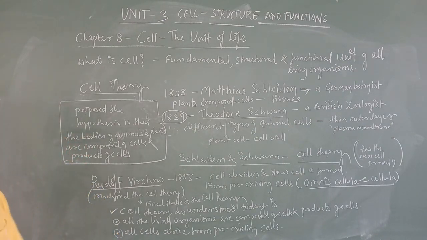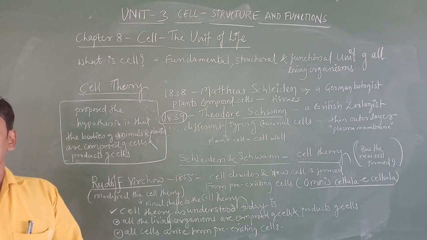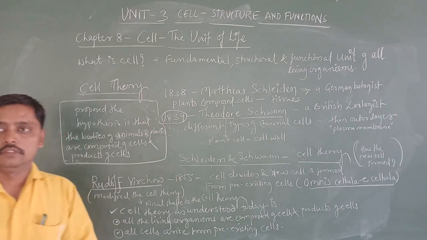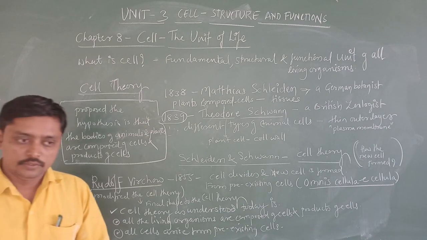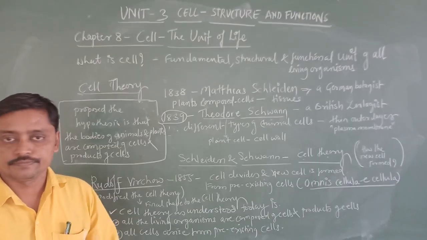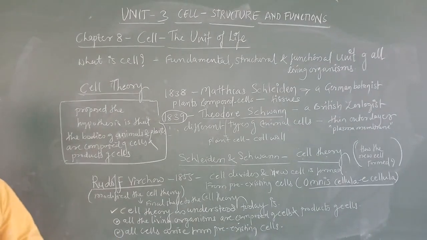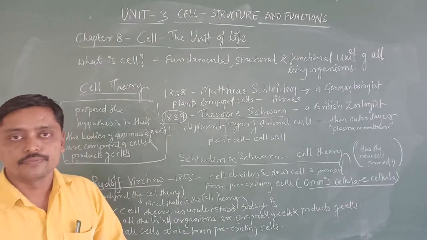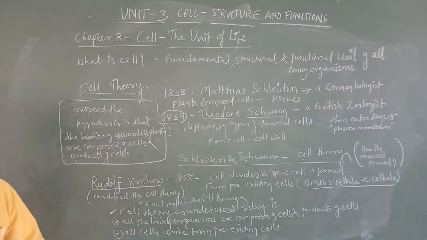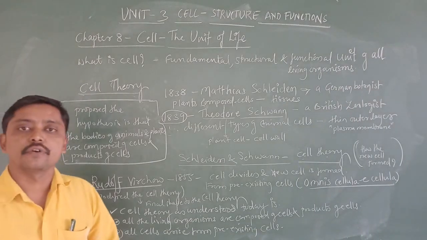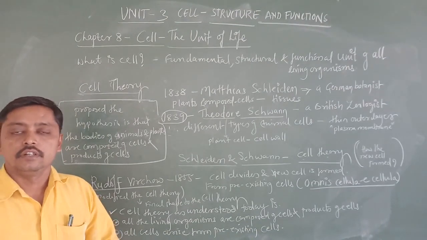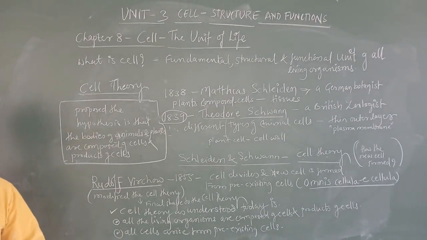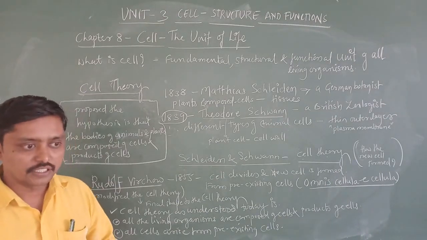In the previous class, we discussed the chapter Morphology of Flowering Plants. In that, we discussed the flower and its different parts: calyx, corolla, androecium, gynoecium, aestivation, placentation, the different types of aestivation, the definition of aestivation, the definition of placentation, and the different types of placentation.